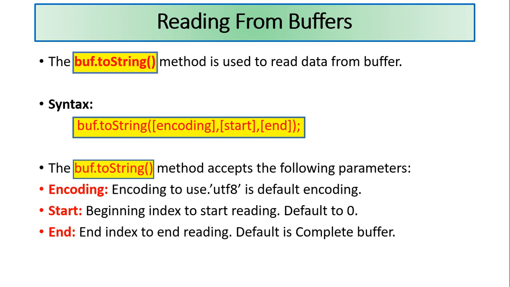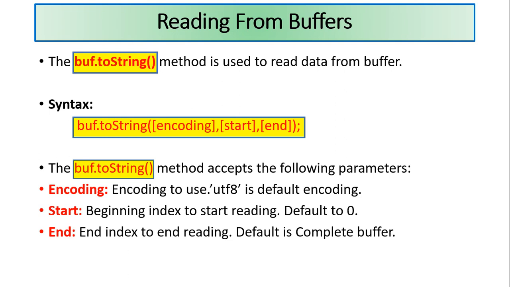Now we discuss the buffer.toString method, which accepts the following parameters and arguments. The first parameter is encoding. Encoding refers to the process of converting data from one format or representation to another, typically for the purpose of transmission, storage, or encryption. In this case, UTF-8 is the default encoding.